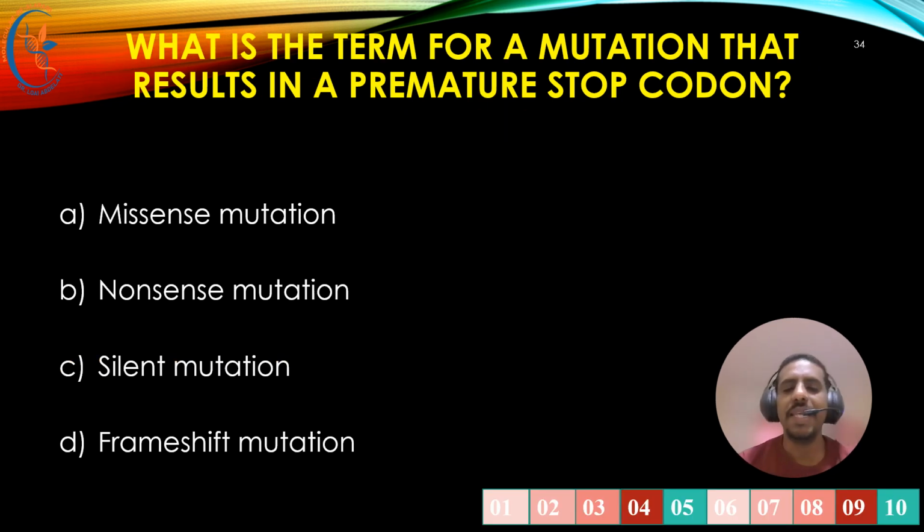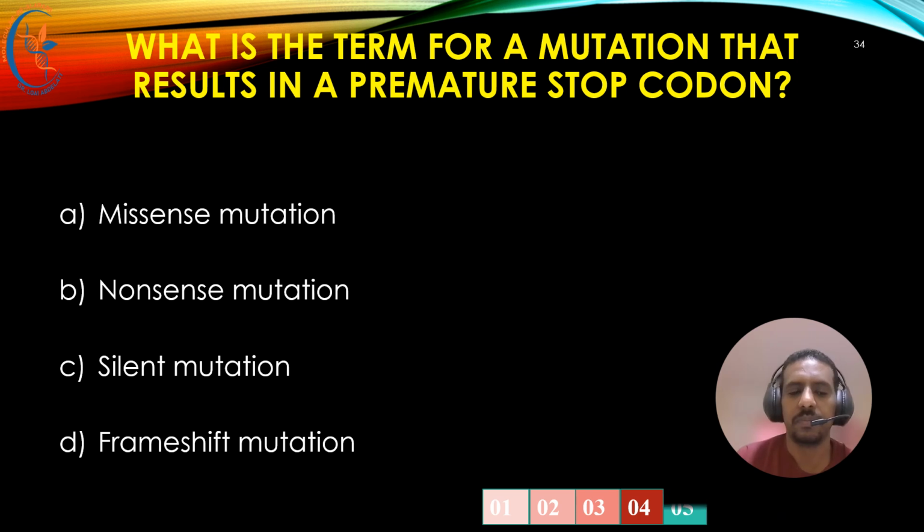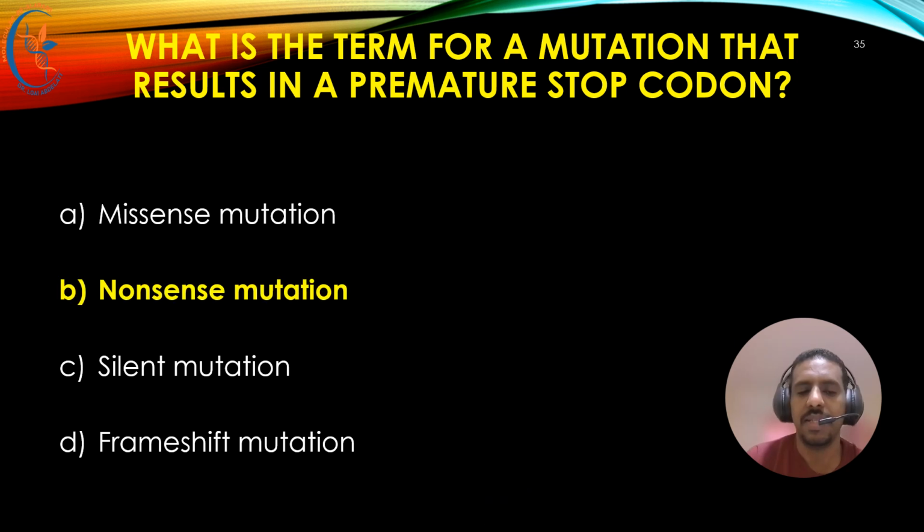What is the term for a mutation that results in a premature stop codon? Nonsense mutation introduces a premature stop codon into the DNA sequence, leading to the production of a truncated, usually non-functional protein, as I said earlier. So the answer is nonsense mutation.